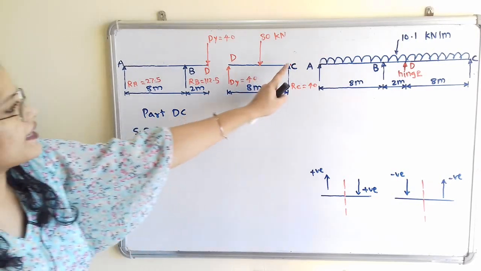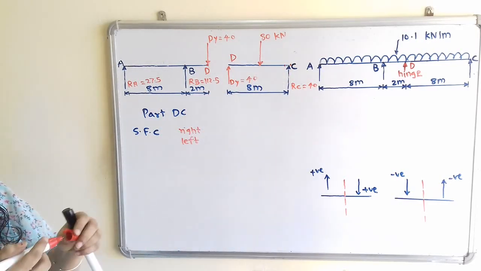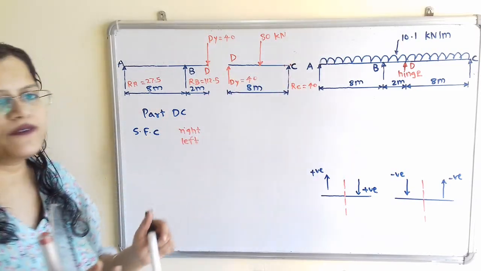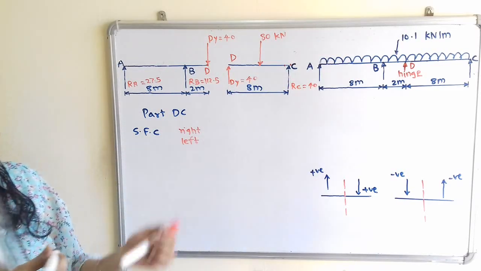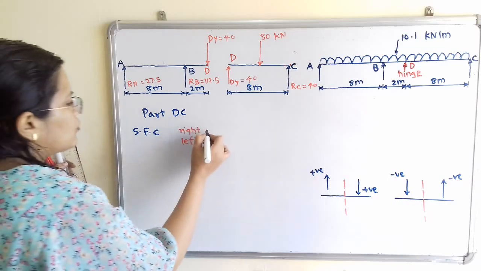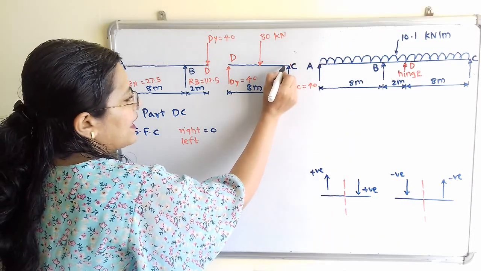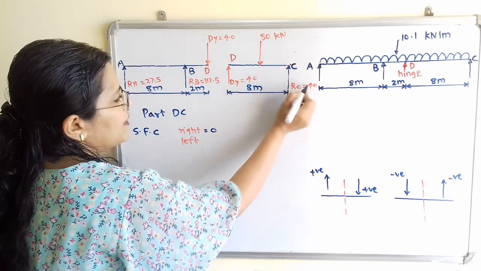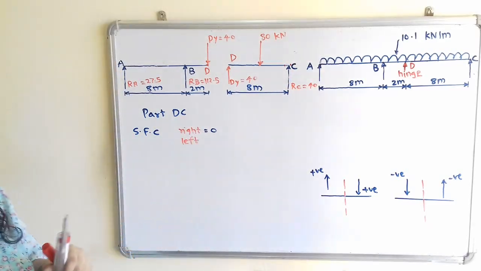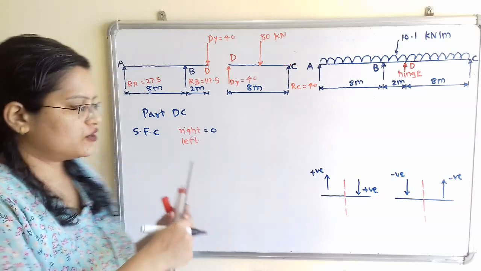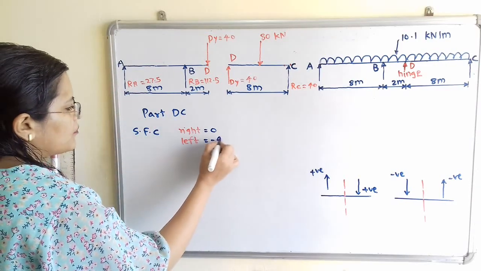Now if I take the right hand side, that is the immediate point on the right side of C, then there is no any force on the right hand side. So shear force is equal to 0. But if I take the left hand side, then we get here the point load, and which is equal to 40. But it is in upward direction, so take the sign minus 40.